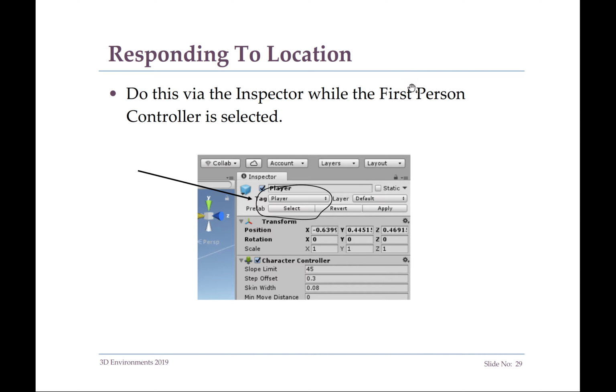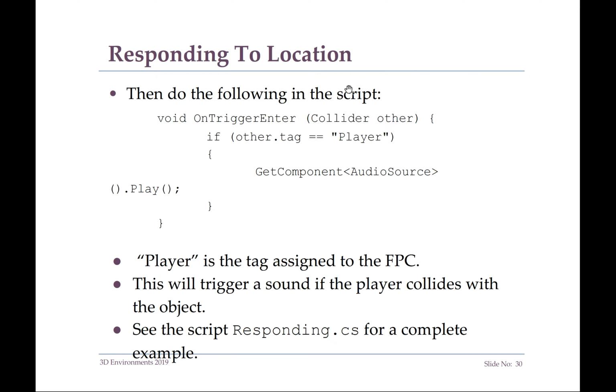And this is done via the inspector. So if I select the first person controller, I have a tag here that I can set to something. So let's suppose I set that tag to player. Then the following script will provide a more nuanced version of what we had before. onTriggerEnter, collider other, if other.tag is equal to player, do something. In this case, we're playing an audio file, where player is the tag associated with the first person controller. So what this will do is trigger a sound if the player collides with an object.